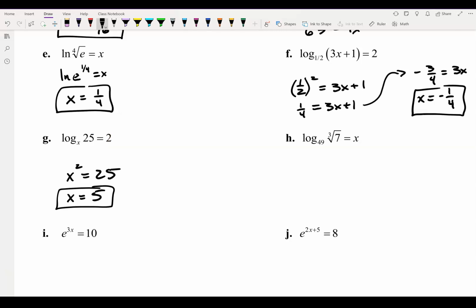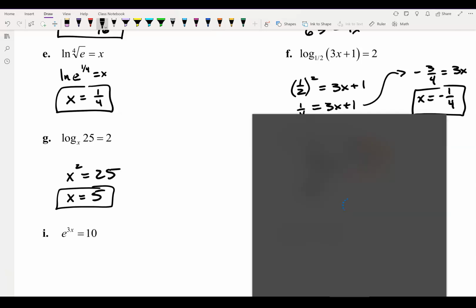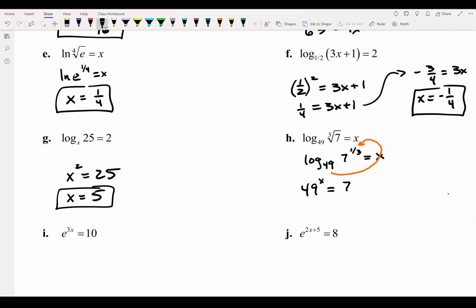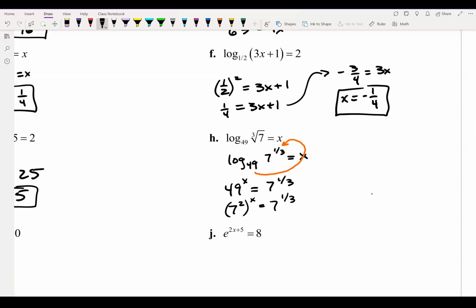Next one, we could rewrite this as log base 49 of 7 to the 1/3 power equals x. And so again, if we start at 49 and raise it to this power and get that result, we're going to get 49 to the x is equal to 7 to the 1/3. Now, you know 49 is the same as 7 squared, and that's being raised to the x power. My goal here is to get the same base, and I think we're going to be able to do that pretty easily like this.